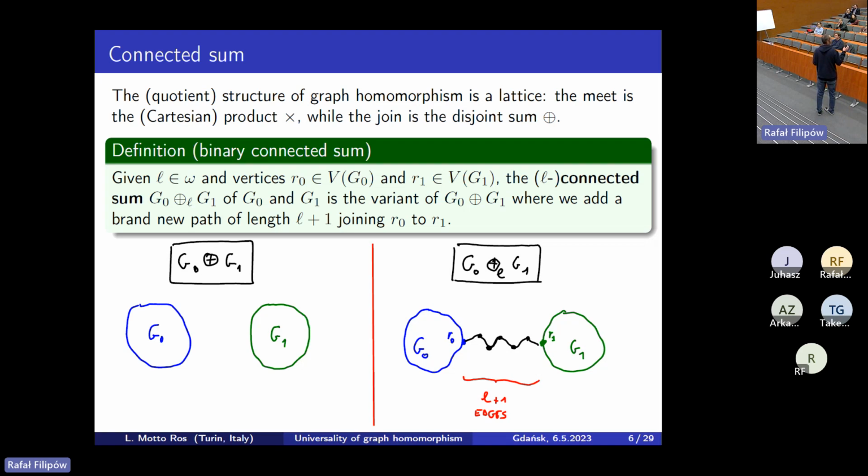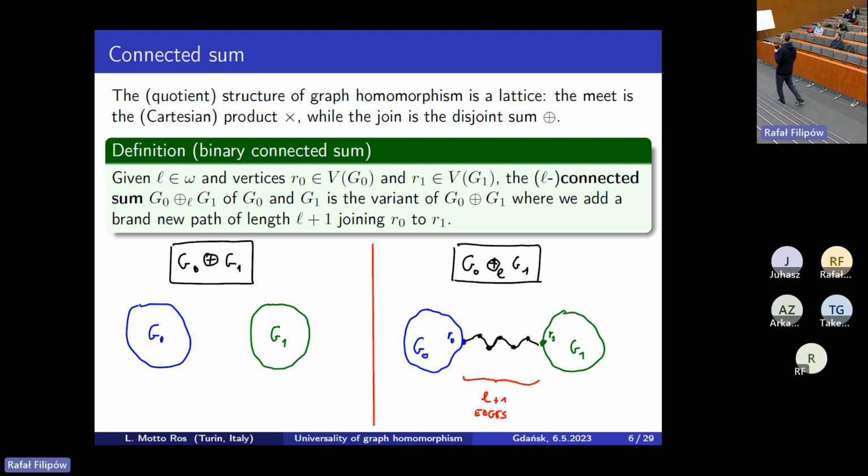What if you want a connected graph? If you want a connected graph, the natural thing to do is to fix some vertices r0 and r1 on your graphs, and then you decide some length of the path that you want to join them with, and then you simply add this path. So you decide a natural number L, which can be 0, but then you make the path of length L plus 1, so it's at least 1, and you join r0 to r1. This is just the simplest connected version of the sum.